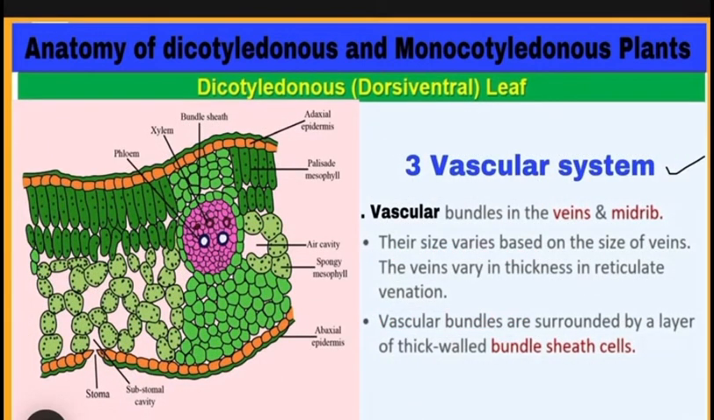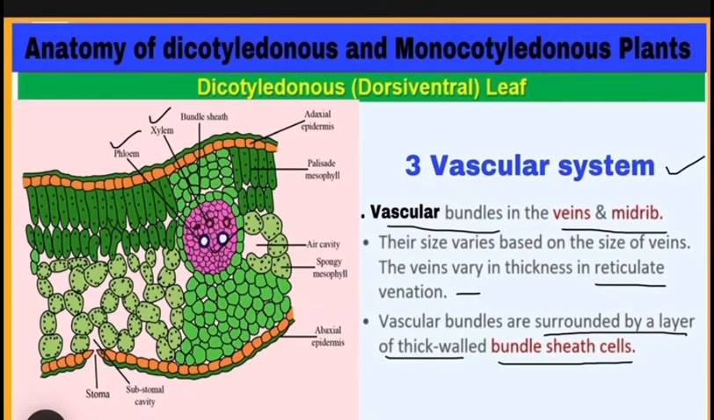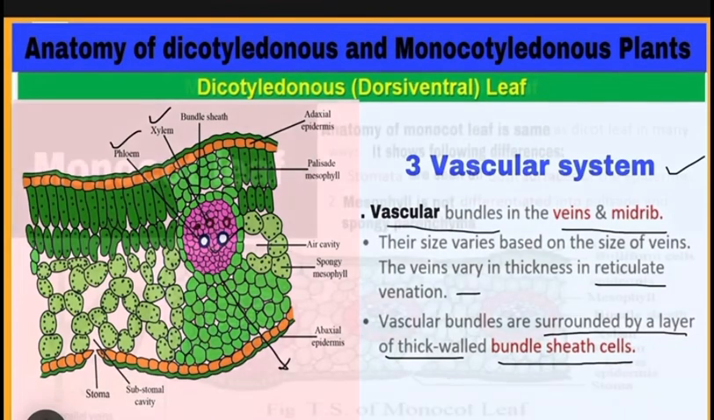Vascular system. It includes vascular bundles. This is a vascular bundle containing xylem and phloem which are seen in veins and midrib region of the leaf. As in dicots, the leaf has reticulate venation where veins vary in thickness. Thus, the size of vascular bundles also varies with the size of veins. Vascular bundles are surrounded by a layer of thick walled cells called bundle sheath cells. These are bundle sheath cells which surround the vascular bundles.